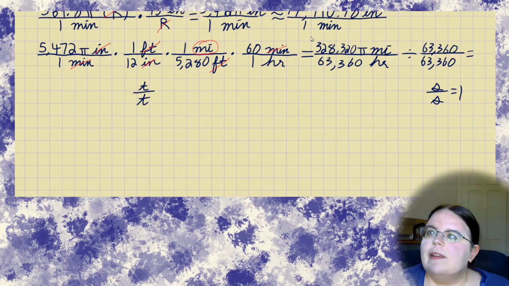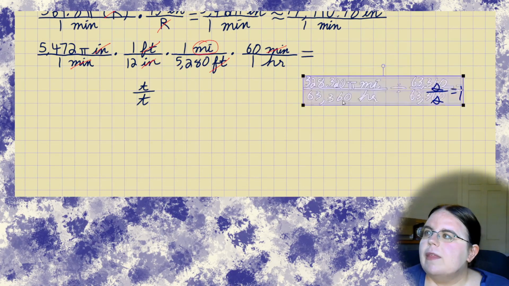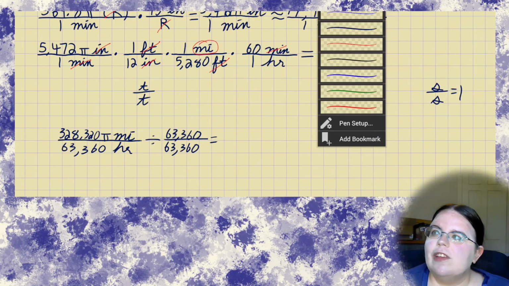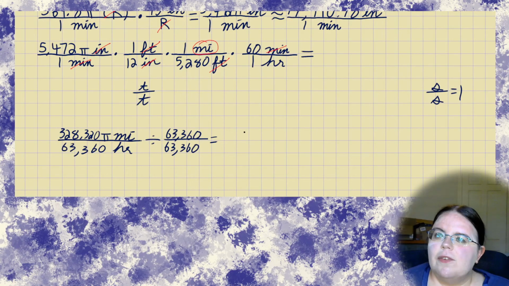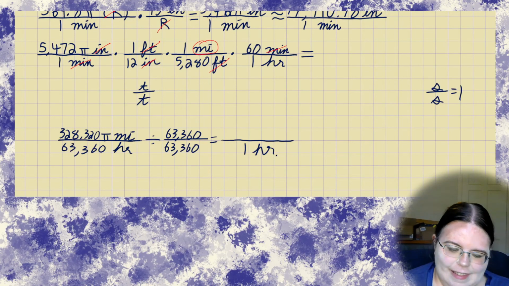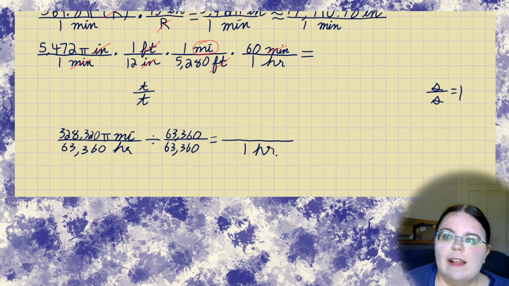However, I see that I'm a little short on space, so I'm going to bring this over here through a miracle of technology, and then continue. So I see I'm dividing. I see in my denominator I will get 1 hour. Not a coincidence, I meant to do that. In my numerator, this is definitely an excellent calculator problem. So I'm grabbing my calculator and I'm punching in 328,320 divided by 63,360.